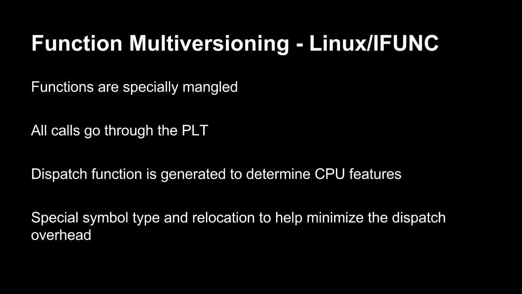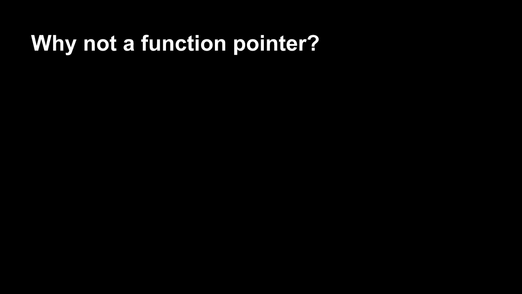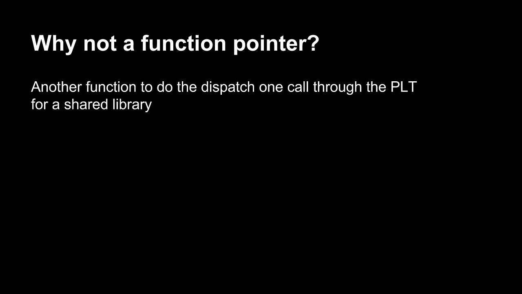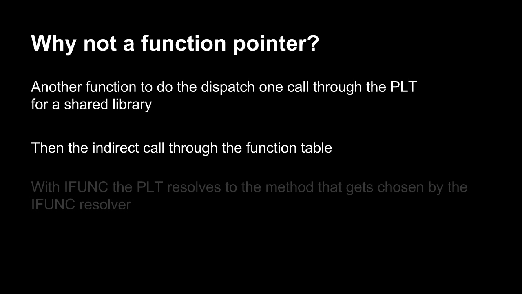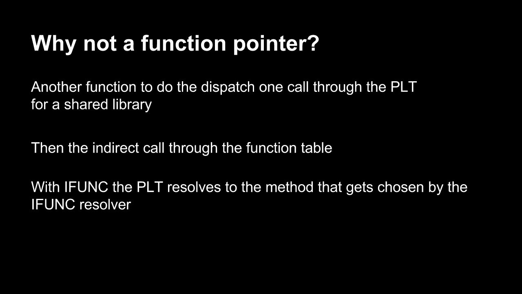So it's not a set of function pointers, right? We could do this using a set of function pointers. We could initialize, yeah, it's another function call to set up your function table, which means another call through the PLT for your shared library. So we've got three more calls through the PLT, then the indirect call through the function table. And with ifunc, the PLT instantly resolves. It's just a simple indirect call at every location. Solves a lot of problems.